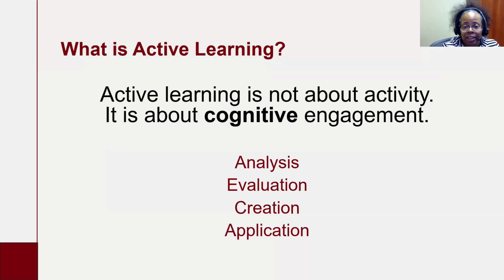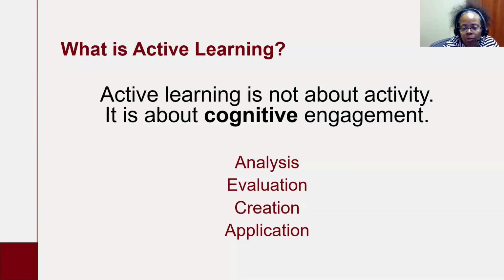So active learning isn't about doing more. It's about thinking more deeply. So at the core, active learning involves students doing something and thinking about what they are doing. It emphasizes both action and reflection, not just participation. Students can be busy without engaging deeply. They can complete tasks without examining ideas.